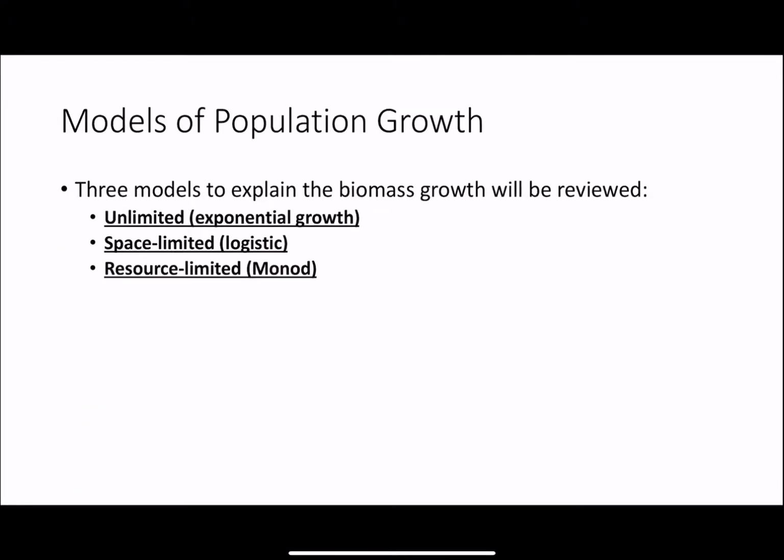So now we will start this section of chapter number 5 in the next video, because the models are related. We have 3 models to explain for biomass growth: the unlimited model, exponential growth; the space limited model, logistic growth; and the resources limited model, Monod growth. So we'll be talking about this in the next video.